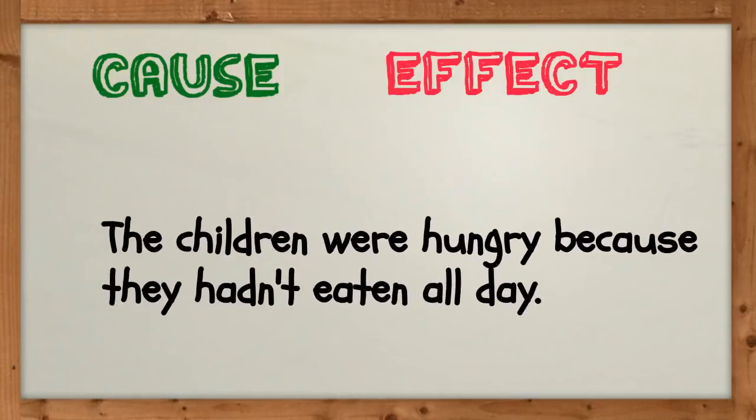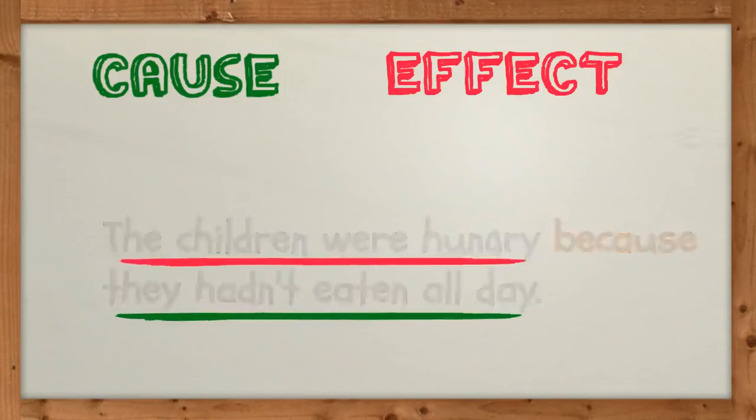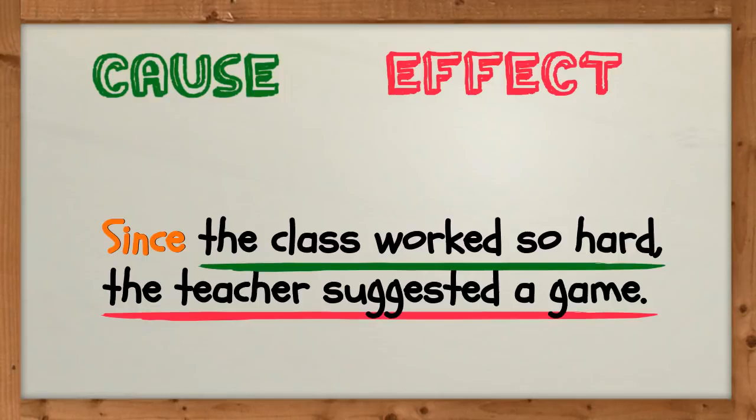The children were hungry because they hadn't eaten all day. Because signals cause and effect. This is the cause and this is the effect. Since the class worked so hard, the teacher suggested a game. The word since signals cause and effect. This is the cause and this is the effect.